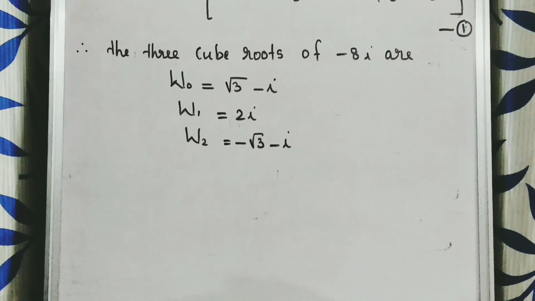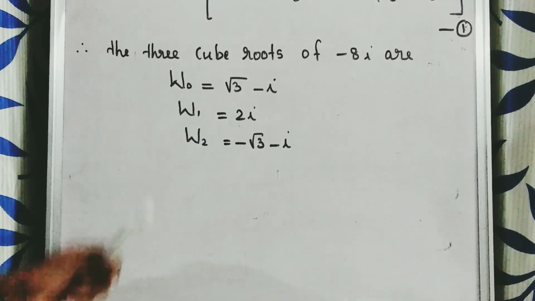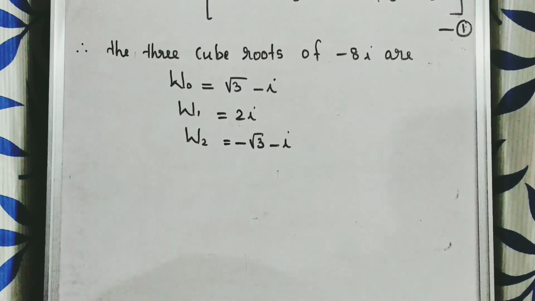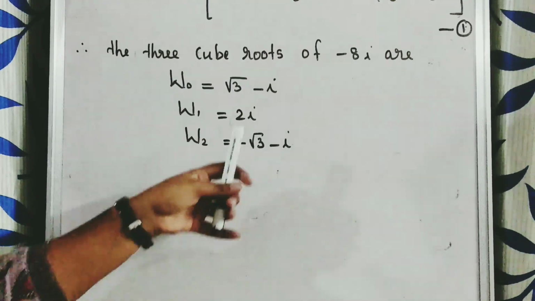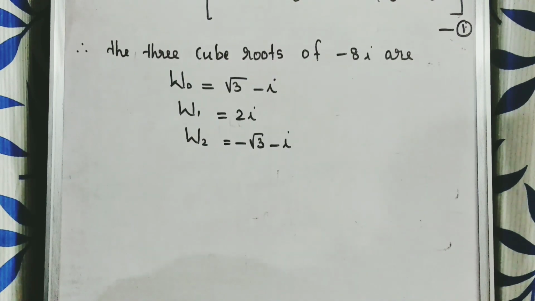Now we get this omega 2 is equal to negative root 3 minus i. Clear? Therefore, the 3 cube roots of negative 8i are omega 0 is equal to root 3 minus i, omega 1 is equal to 2i, omega 2 is equal to negative root 3 minus i. Clear?